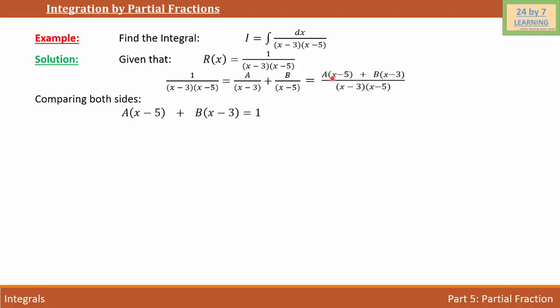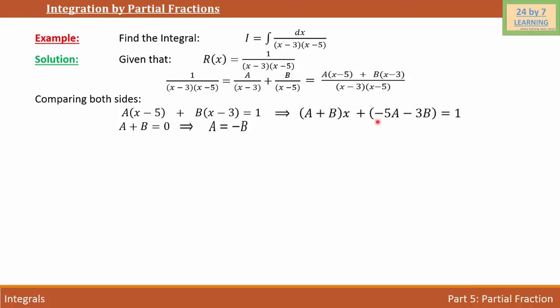If we compare, we will write A(x - 5) + B(x - 3) is equal to 1. Let's further simplify. I will keep my x's together. So I will write (A + B)x + (-5A - 3B) = 1. As you can see, there is a constant term only on the right hand side and there is no term for x. So the coefficient of x, A + B, is equal to 0. And if I further simplify, I can write A is equal to negative B.